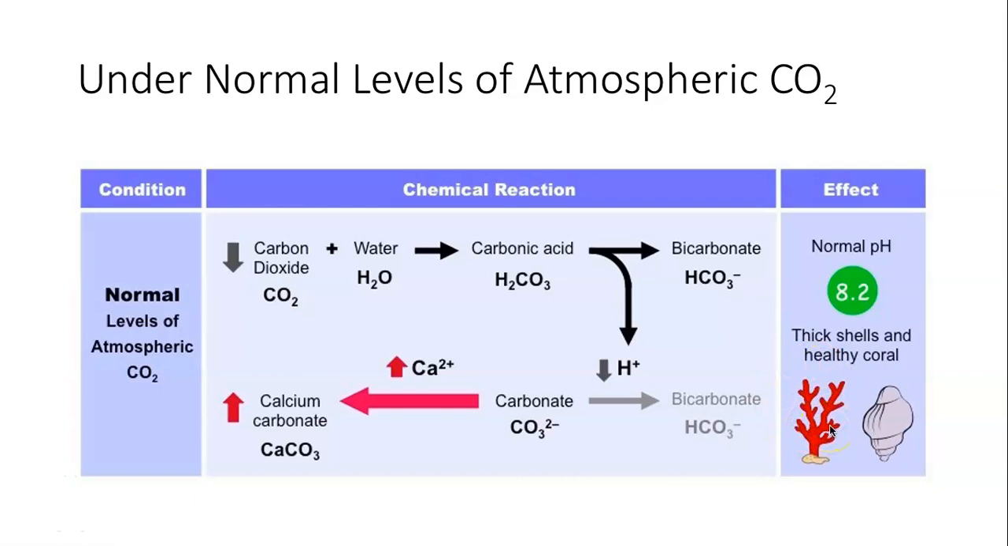Now, the normal pH of ocean water is about 8.2, which is more to the basic side of the pH scale. If you remember, the pH scale goes from 0 to 14. The closer you are to 0, the more acidic you are, and the closer you are to 14, the more basic you are. And so under normal pHs, you get this pretty healthy balance of creating calcium carbonate that organisms can use for their shells or for their calcium carbonate structures like these corals, and this bicarbonate.